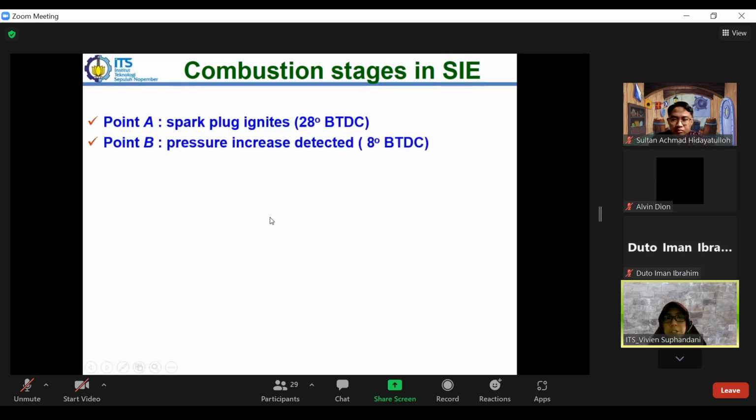We have seen the explanation relating to the points. From A to B is the ignition lag. Point A is where the spark plug ignites, which is about 28 degrees before top dead center. This is not a strict value, but depends on the engine as well as the rotational speed of the engine. At point B the pressure starts to increase, which means that the fuel has already started to burn. Then at point C we have the maximum pressure.